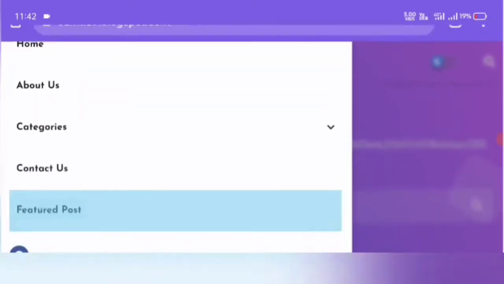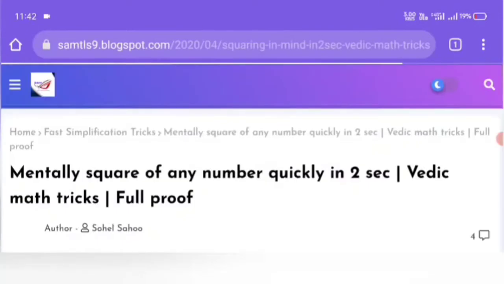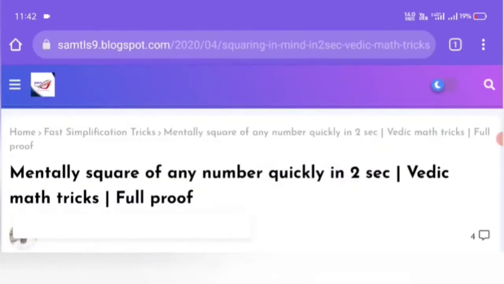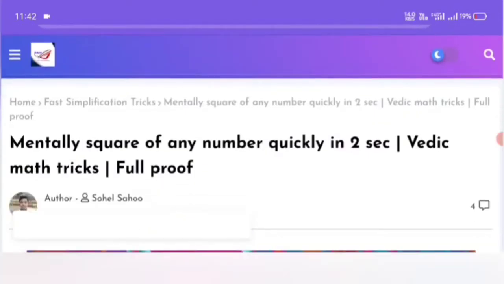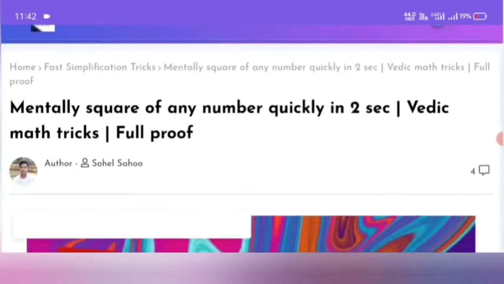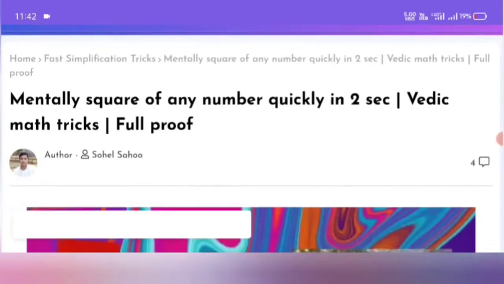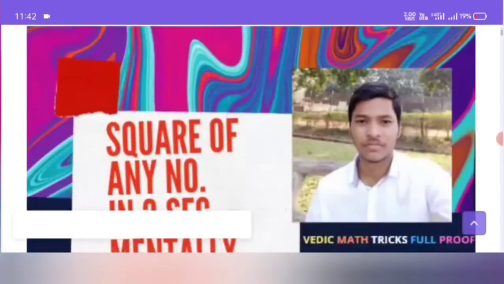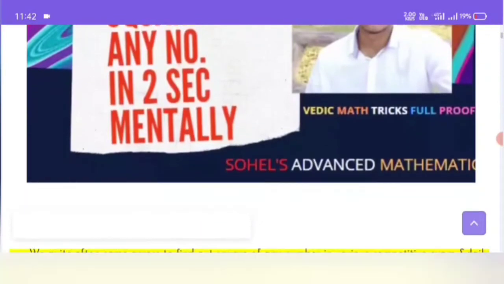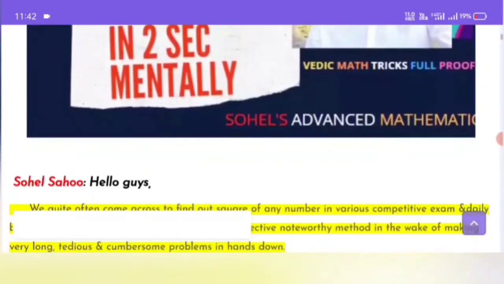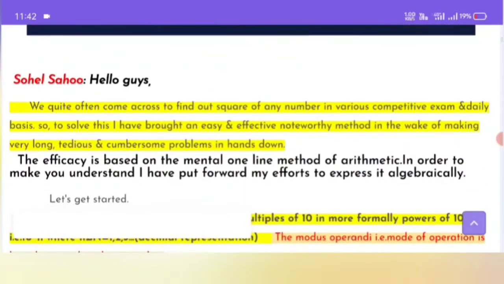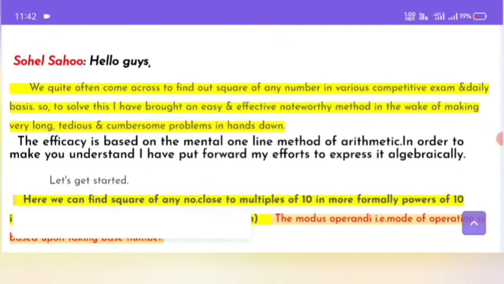and go to featured post. Okay, so in this featured post there is an article which I have written named Mentally Square of Any Number Quickly in 2 Seconds, Vedic Mathematics, and full proof is given here. Right, so this is my template, Square of Any Number in 2 Seconds Mentally, Vedic Mathematics, Full Proof, from Sohel's Advanced Mathematics. So hello guys, I officially welcome you to this article.